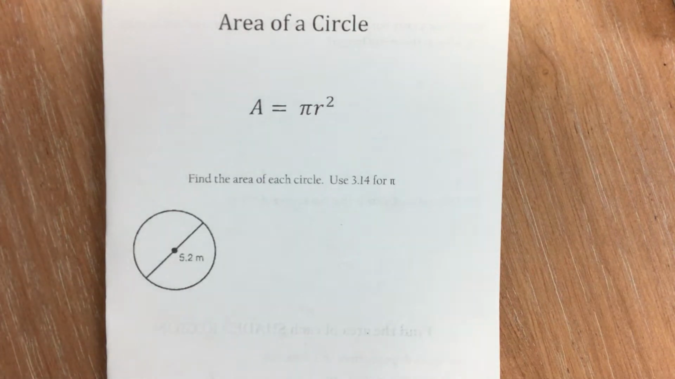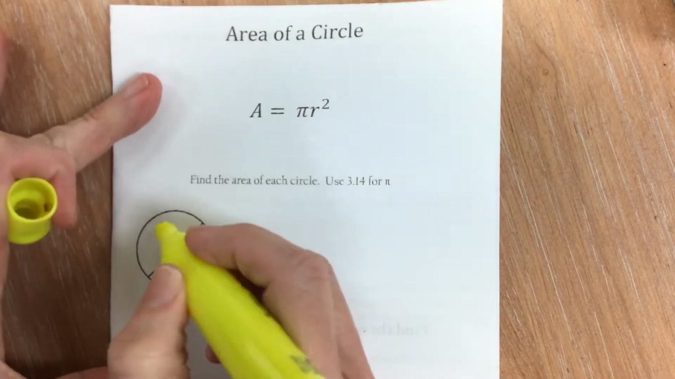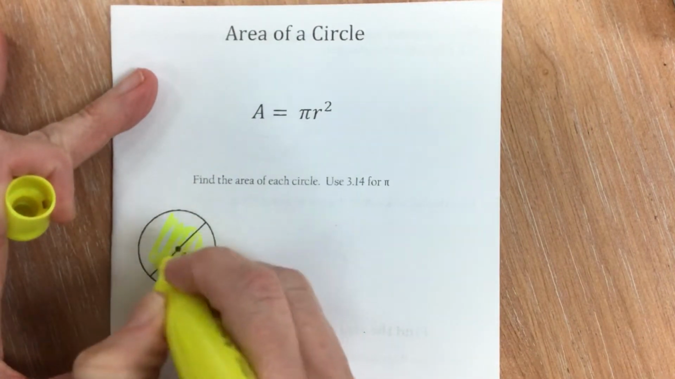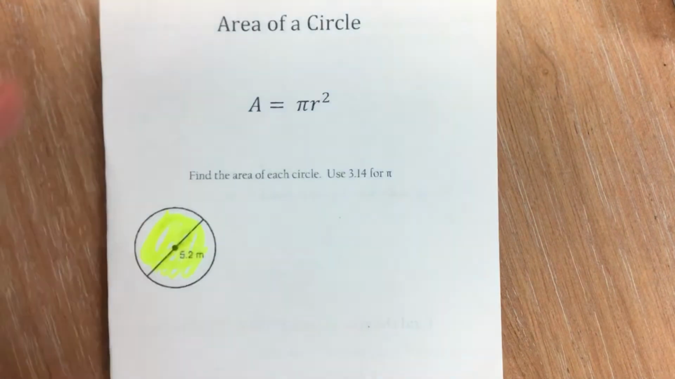All right, today we're going to talk about area of a circle. We've been talking about circumference, which is the measurement around the circle, but now we're going to talk about area, which is what's inside the circle, okay? So it's everything inside the circle, all right?